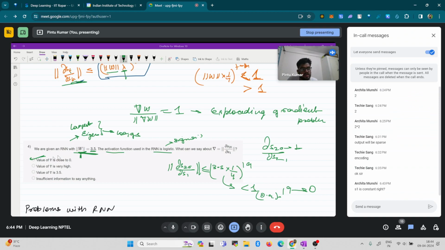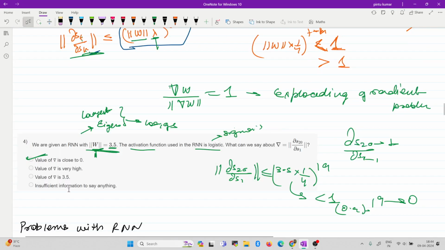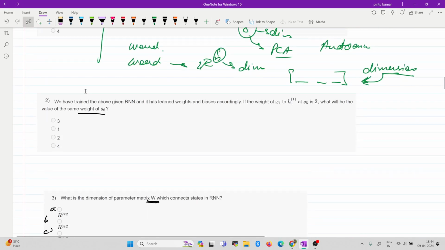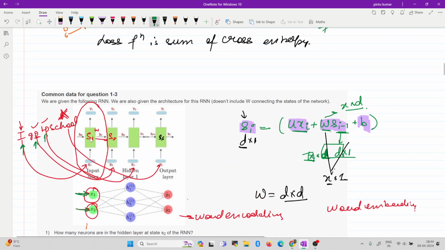S1 is a constant. No, S1 is not a constant. S1 is the representation, the intermediate layer that you obtain. So this was your neural network, right? This was your input. Let's say this is X. This H1, H2, H3 combined, you can write it as S. This is your S. This is S1, this is H2, and so on.